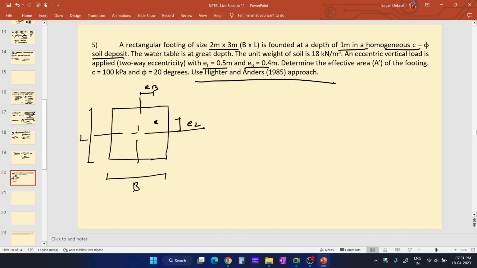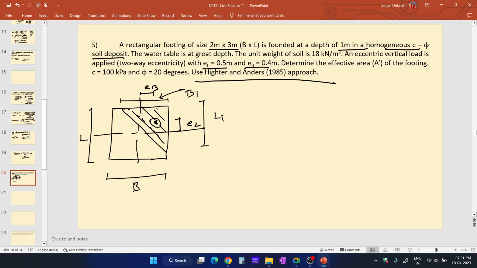So in this particular case, the effective zone will be like this. This is the effective zone, and here the load is acting. Now the zone is like a triangle. The length of this particular side is, suppose, B1, and the length of this particular side becomes L1. This one is along the length and this one is along the breadth.